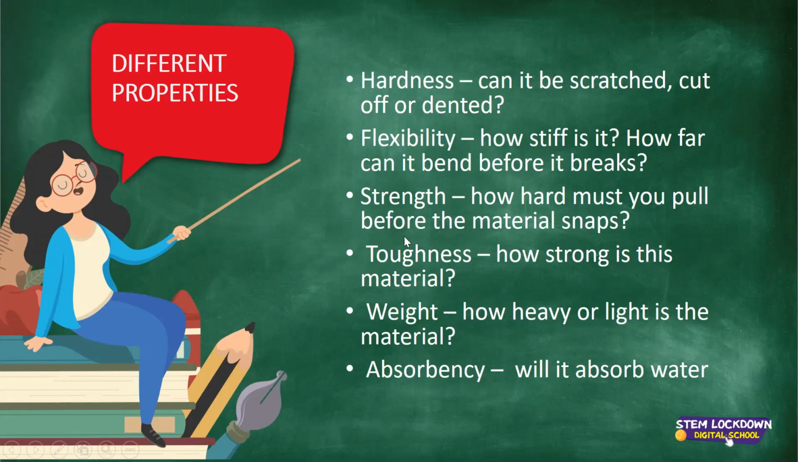And then toughness. How strong is the material? Is the material strong or not? Sometimes you get chairs where the minute you sit, it breaks. Then it means that that chair doesn't have this tough property. But if you're sitting on the chair and the chair is stable, you're sitting comfortably, it means that it's tough. It means that this material is very strong.